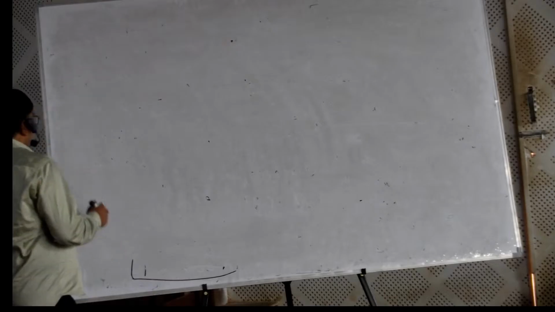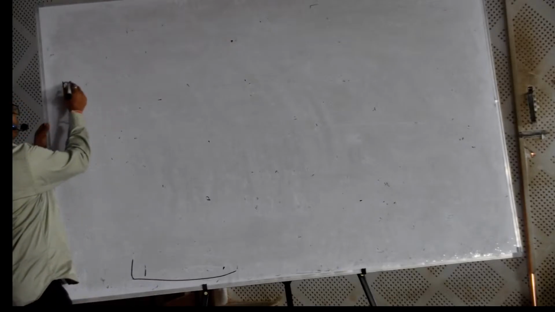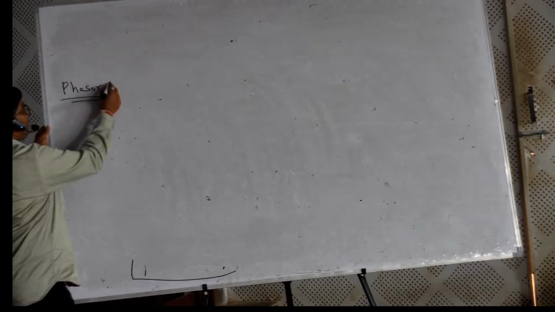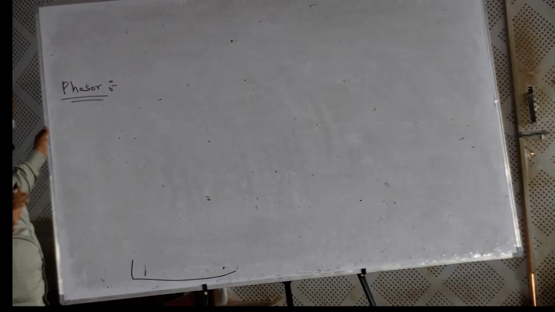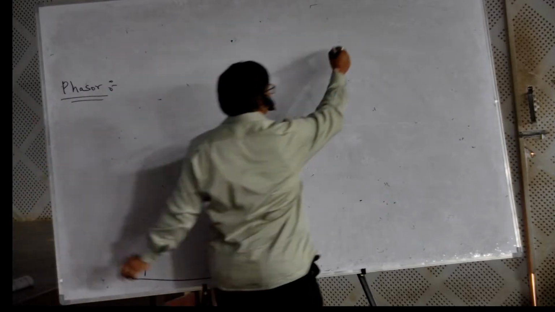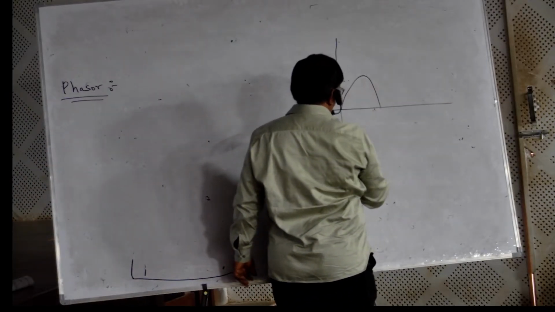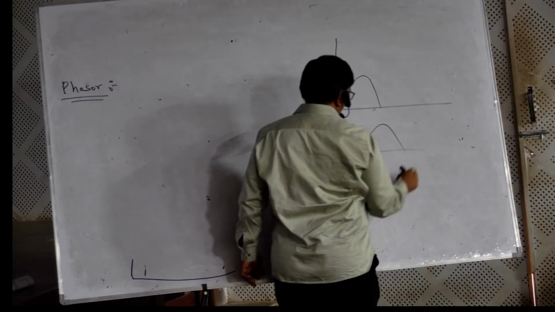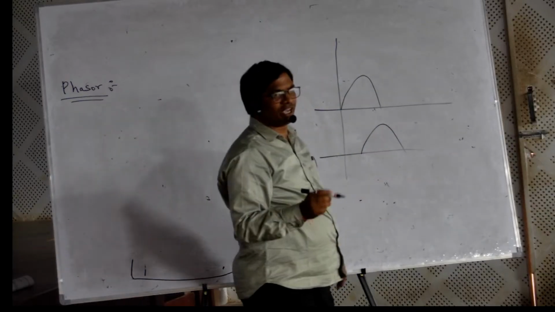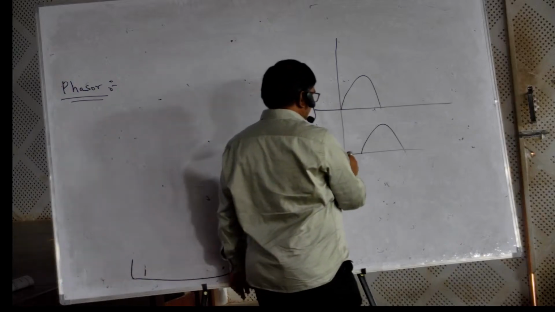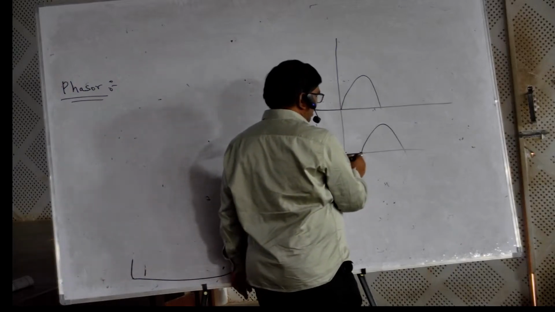what is the meaning of phasor? What is the definition of phasor? Before that, what is the meaning of phase? Phase is the distance of the waveform with respect to the x coordinate from the origin. This distance is known as phase.